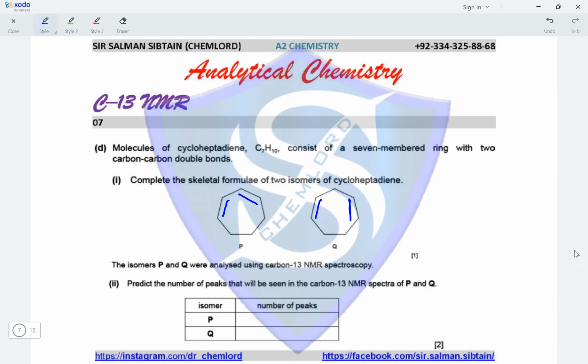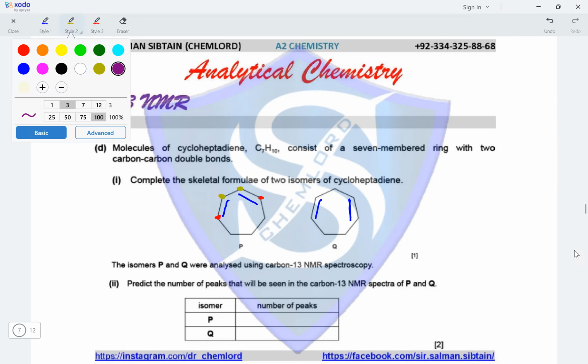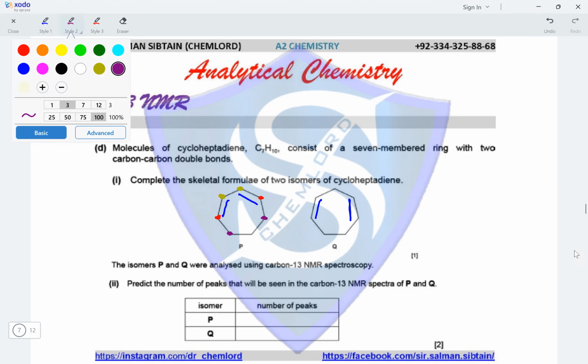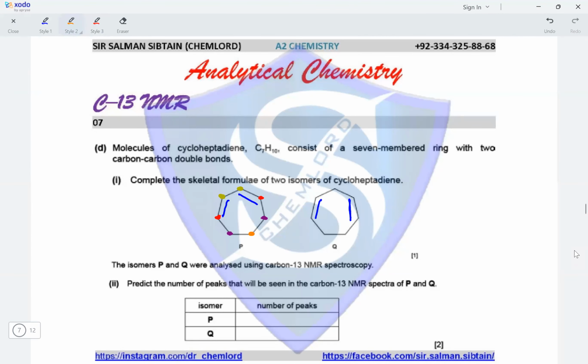The isomers P and Q were analyzed using carbon-13 NMR spectroscopy. Predict the number of peaks that will be seen in the carbon-13 NMR spectrum of P and Q. So in P, we would end up with an environment for these 2 carbon atoms, a separate environment for these 2 carbon atoms, a third environment for these 2 carbon atoms, and finally a fourth environment for this carbon atom. So in total, 4 environments are possible for structure P, giving us 4 peaks in the carbon-13 NMR spectrum.